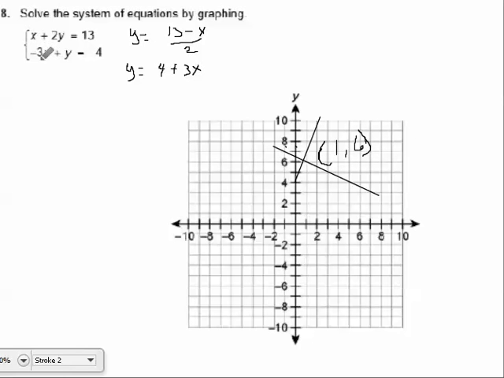So let's try that in here. If I stick 1 in for x, I get 1 plus 12 for 6 in for y, 13 equals 13. Check, that one works. If I stick 1 in for x for the second one there, I get minus 3 plus 6, and that's going to be equal to 3. Whoops, that didn't equal 4 at all.